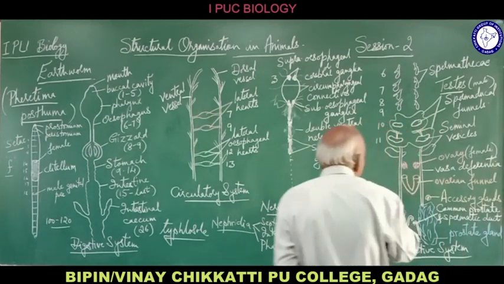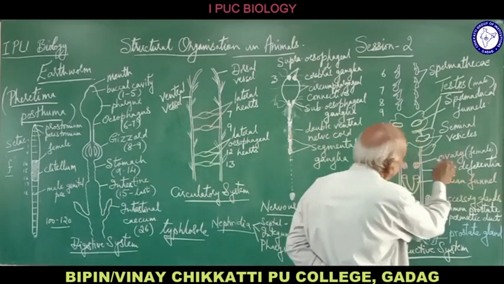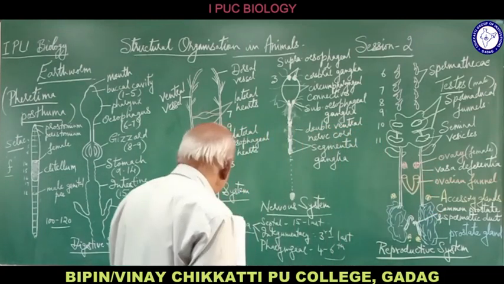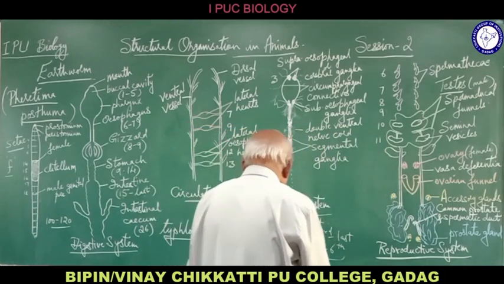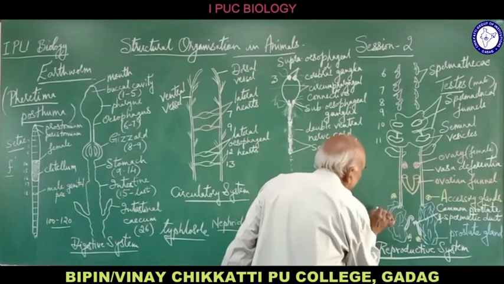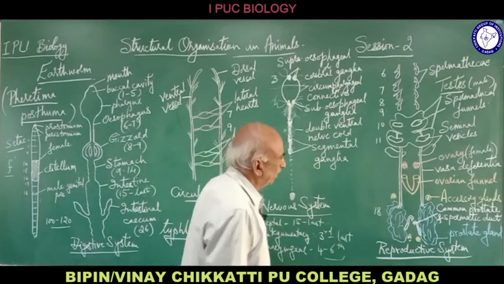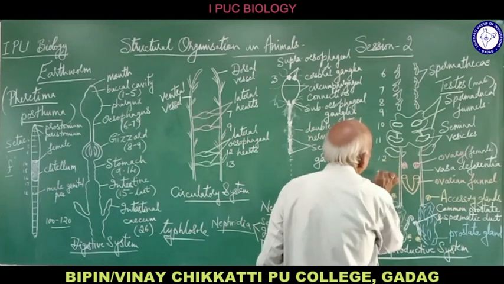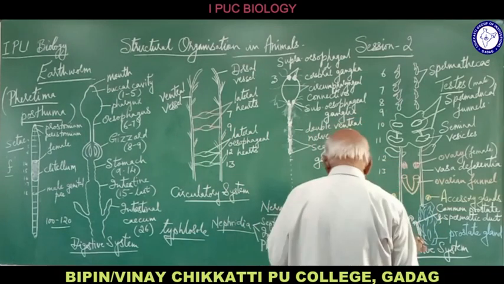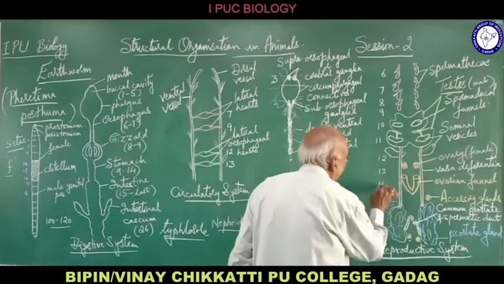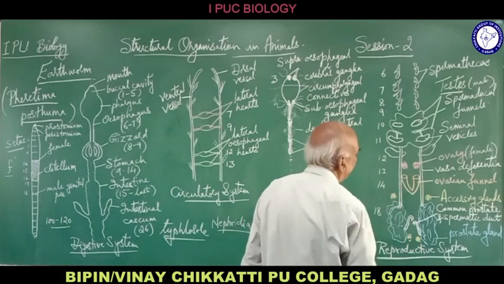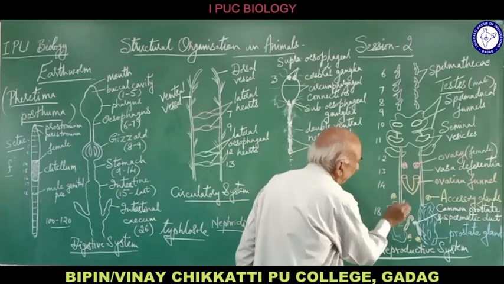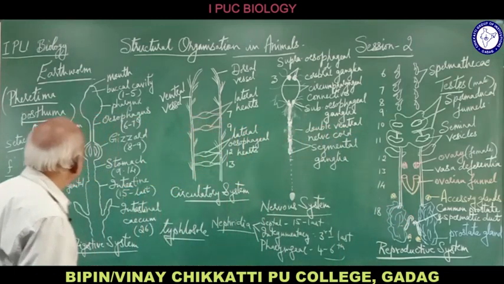So this vas deferentia is the duct which runs downwards, posteriorly, and it continues till the 18th segment. This is the 12th segment, 13th segment, and the 14th segment. 15, 16, 17 are present here. So in the 18th segment, the vas deferentia will open as a pair of male genital apertures.